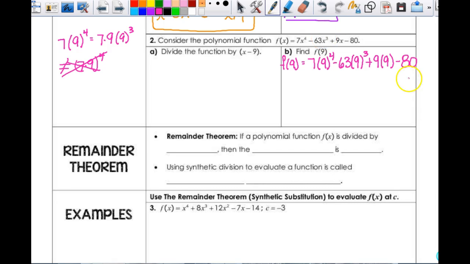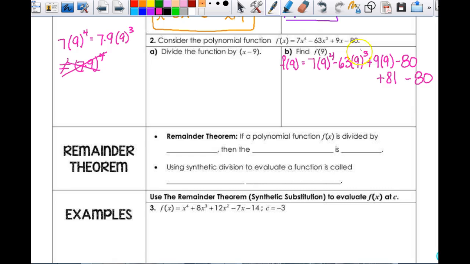So I'm going to just rewrite my minus 80. And then 9 times 9, that's pretty easy, right? What is that? 81. Okay. And that would be a positive 81. Now, I've got a lot of 9s going on here, right? So maybe I have to multiply them all out in the end, maybe I don't.